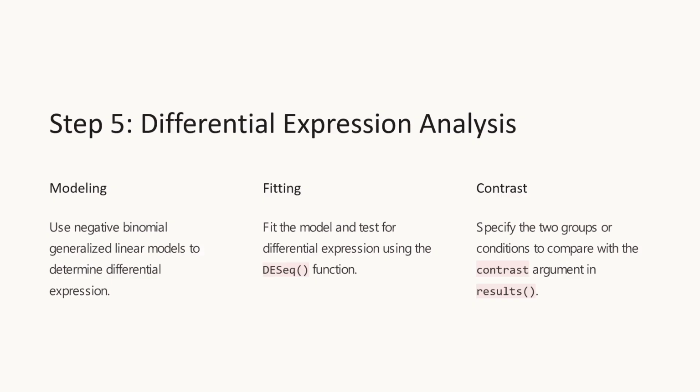Moving on to step number 5, which is the negative binomial generalized linear model, also called differential gene expression analysis. We are going to use the negative binomial generalized linear models to determine the differential expression. After that, we are going to fit the model and test for differential expression using the DESeq function. And then we are going to specify the two groups, which are conditions, and compare them with the contrast argument in the results.